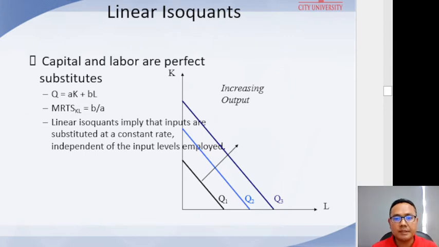So different production functions will imply different marginal rates of technical substitution. For example, the linear production function implies isoquants that are linear, as you can see from this figure. Capital and labor are perfect substitutes. This is because the inputs are perfect substitutes for each other, and the rate at which the producer can substitute between the inputs is independent of the level of input usage.